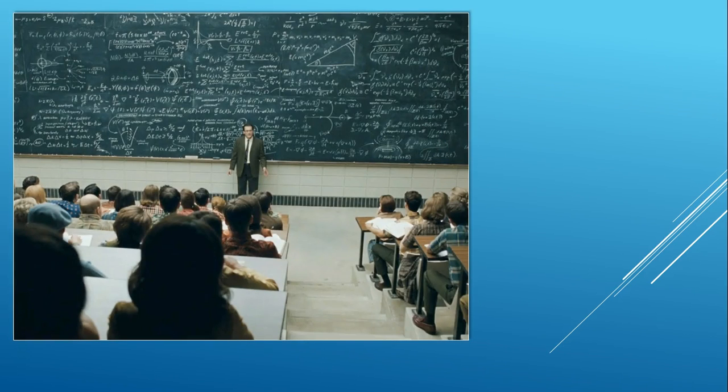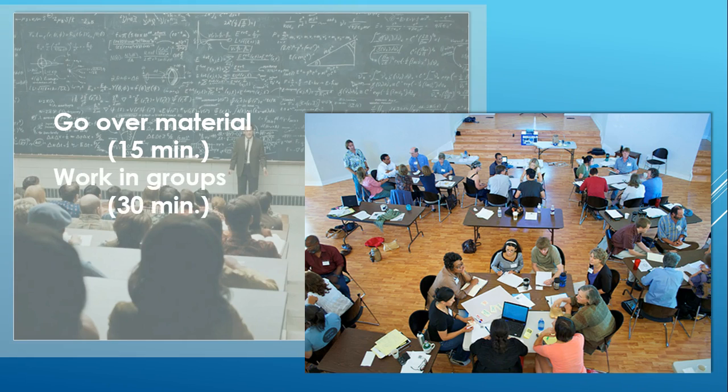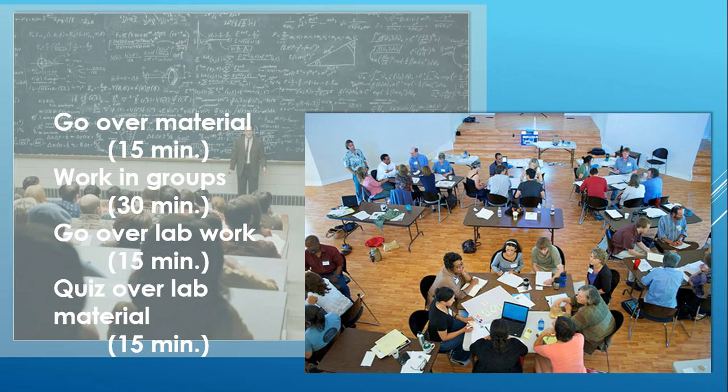So instead of looking like this, a traditional classroom with a teacher lecturing and students taking notes, our class is going to look more like this, with groups of students working together to solve problems and to understand more about the math. Now in general, that means that we'll start the class by going over material. Then you'll get a chance to work with your group. We'll go over that material that you worked with your group. And then we'll end the class with a quiz over that new material.